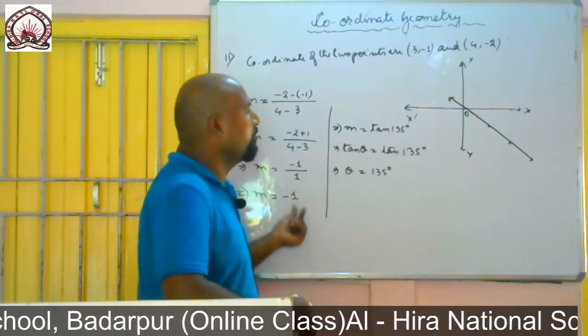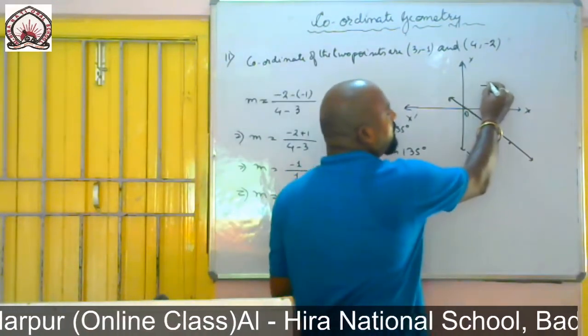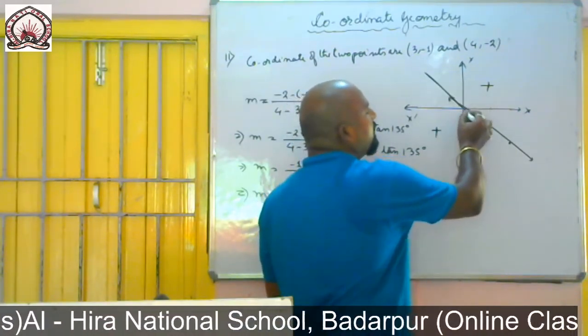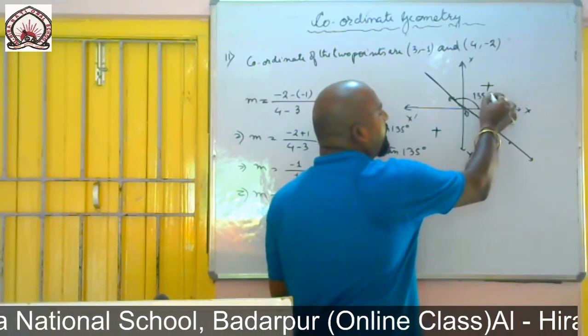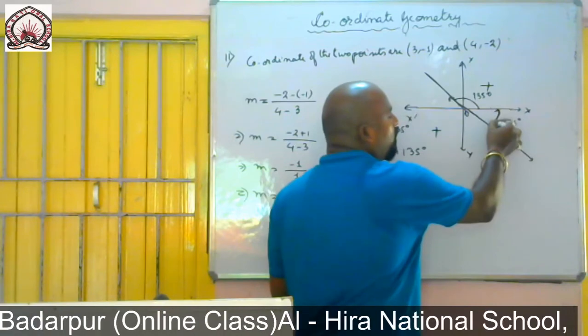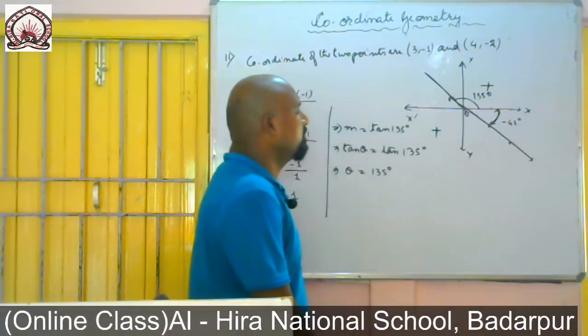The slope is negative, and tan is positive in the first and third quadrants. So this inclination is 135 degrees, or we can make the angle also minus 45 degrees when it moves in the clockwise direction.